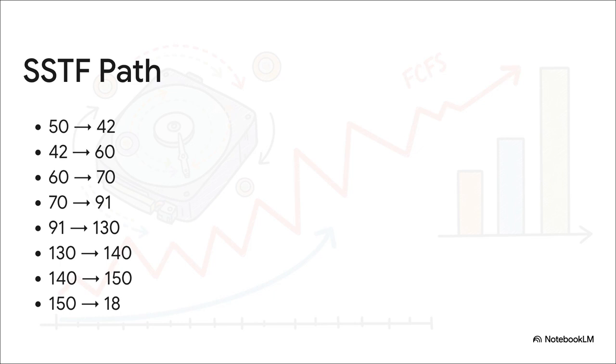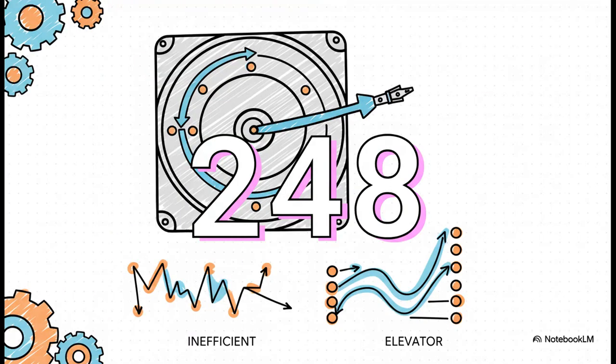From 42, the closest is 60, then 70, then 91. See? It makes this beautiful, clean sweep, taking care of all the nearby requests in order, right up until the very end. Then it has to make that one huge jump from 150 all the way back to 118 to grab that last one. And the result? Just 248 cylinders. I mean, that is a massive improvement over FCFS's 610. It is way more efficient.